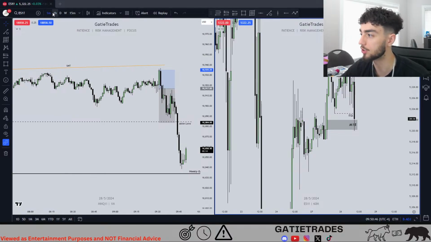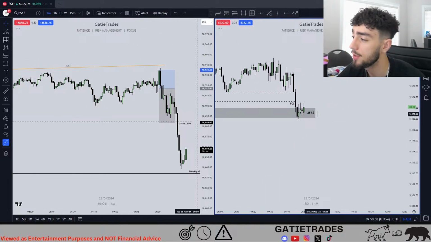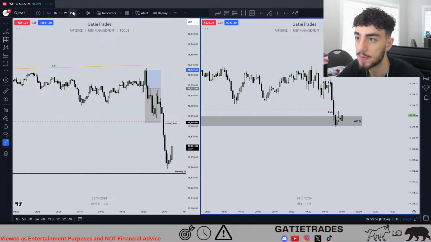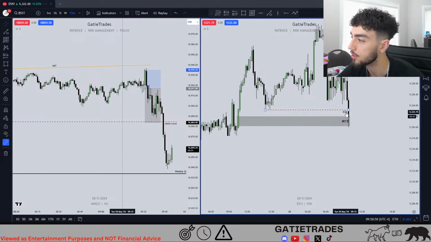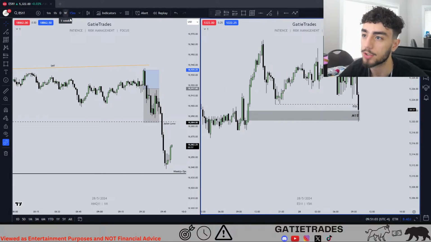You can see the rejection here. So potential long territory, potential. I say potential because we are in this 15-minute bullish fair value gap. We took out Asia lows. The only thing is, you have to look at the bigger picture.